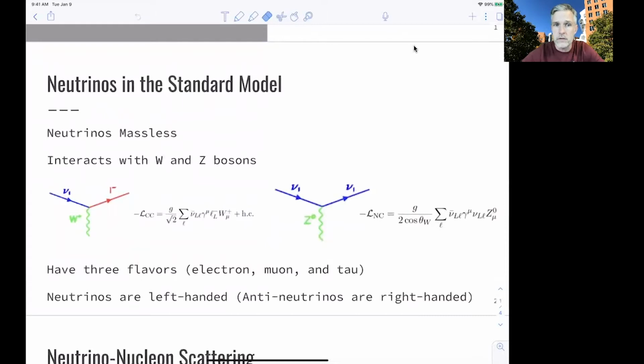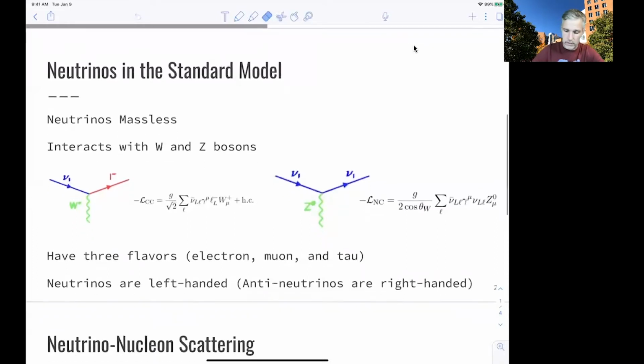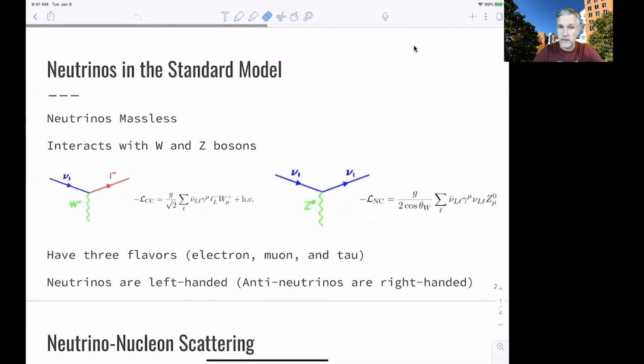In the standard model, the neutrino is massless. It's a massless particle and interacts via the weak interaction. So it interacts with W bosons and with Z bosons. And specifically, it does not interact with photons or gluons. If you look at the Lagrangian or try to write down the current, we find that there is a charged current via the W, and there's a neutral current via the Z boson.